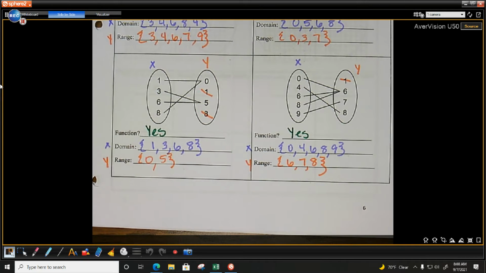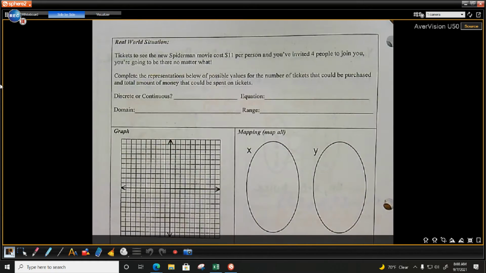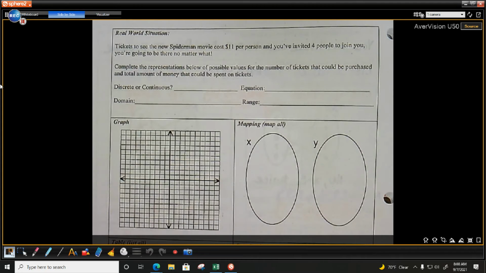Okay, now we are going on to doing our word problems. We're kind of putting all of this together, okay? Who wants to read for me? Somebody? Anybody? James, read for me, please.